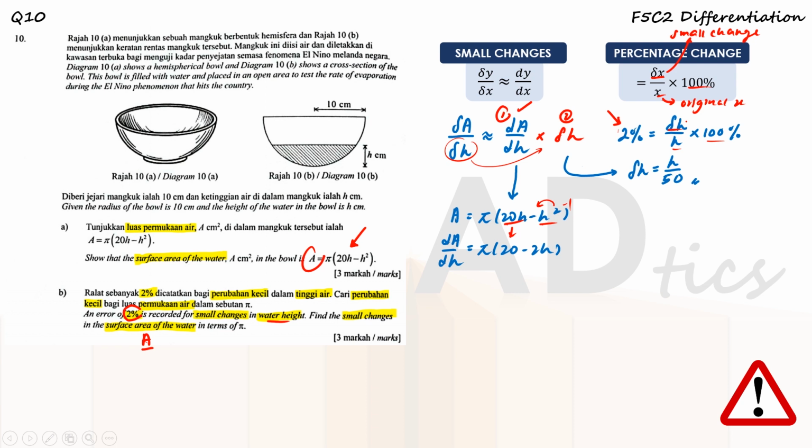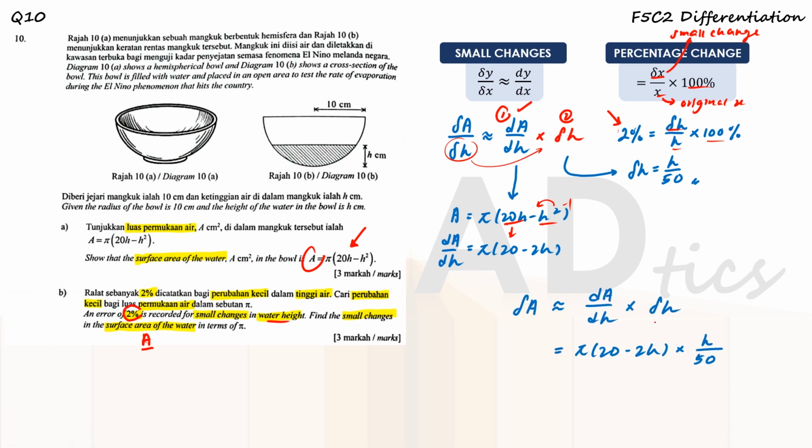So here I will just rearrange this equation to let delta h on the left side, and we will get h over 50. So now we have these two things, and now we can further multiply them together. Okay, so it'll be something like this, and at the end we will get this equation.